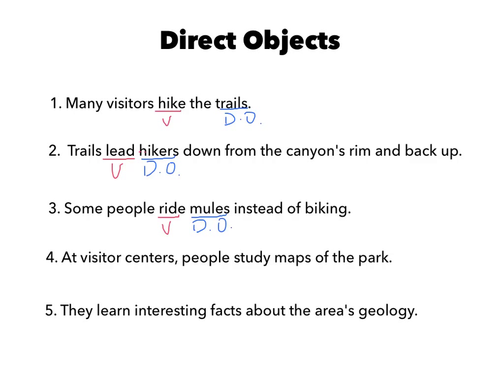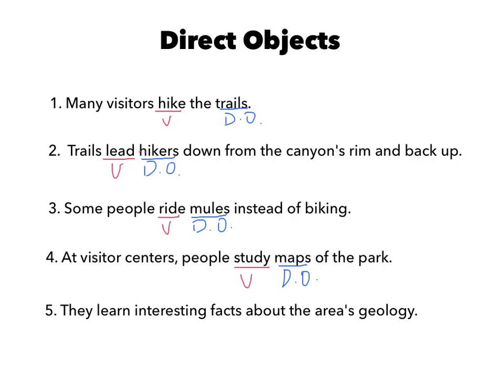It receives the action of the verb. Number 4, at visitor centers, people study maps of the park. What's the verb in number 4? All right, awesome. You guys are doing great. Verb in number 4 is study. So the question is, what do people study? Again, the answer to that question is our direct object. All right, good. The answer to that question is maps, right? People study maps. So that is our direct object.